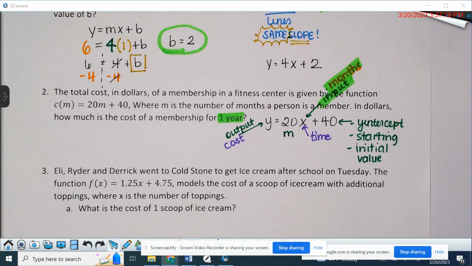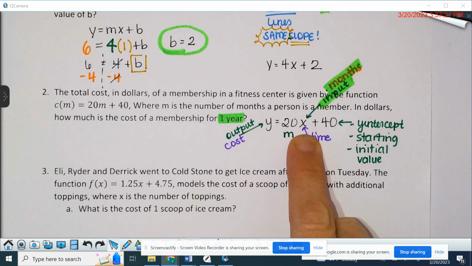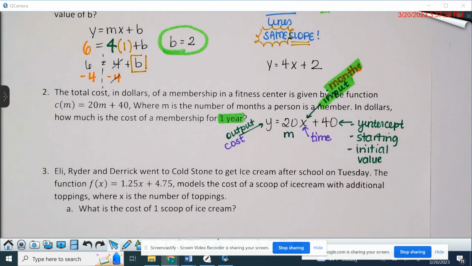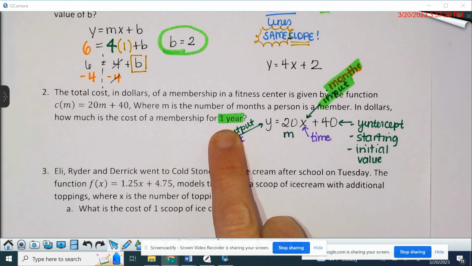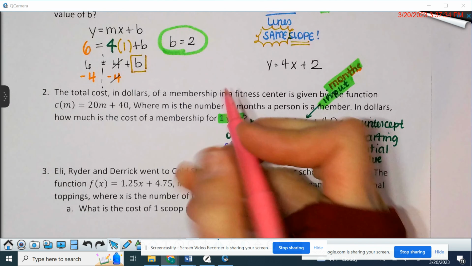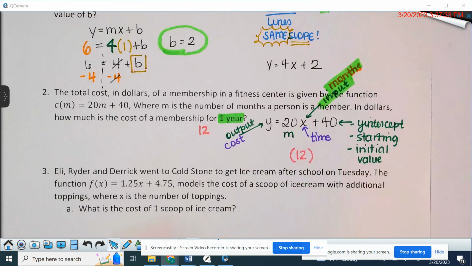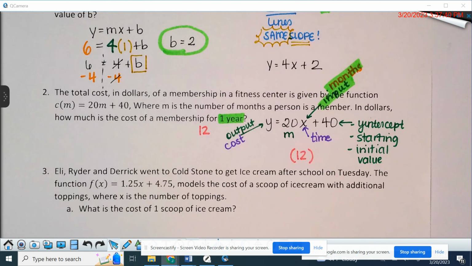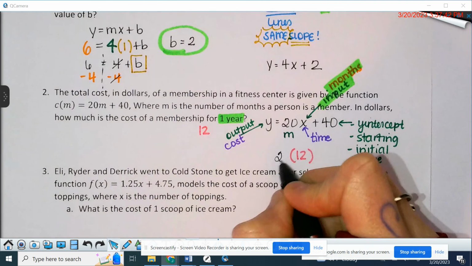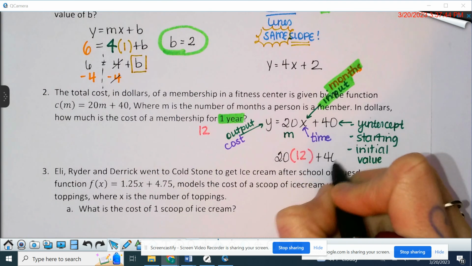If you plugged in a 1 for your time, 20 times 1 is 20, plus 40 would give me 60. The problem is that this x is in months. How many months are in 1 year? Yeah, so we know this is going to be 12 months. So we're going to use our function, but we're going to plug in a 12. That's why this is tricky. When I was typing, I thought, man, this is really easy. That's because I wasn't even paying attention.